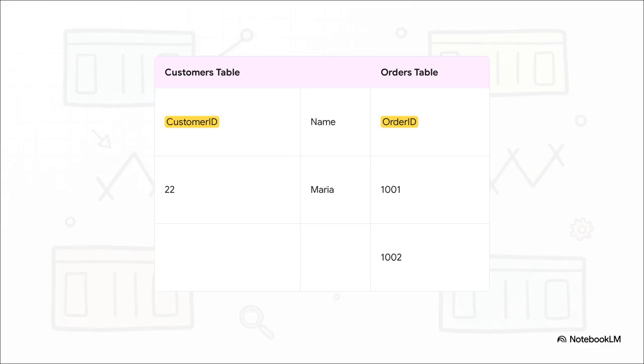Now if you look over at the orders table, you can see that her ID, 22, shows up for two different orders. See that? So one customer, Maria, has many orders, but each of those orders, order 1001 and order 1002, they each belong to only one customer. That's your classic one-to-many relationship right there.